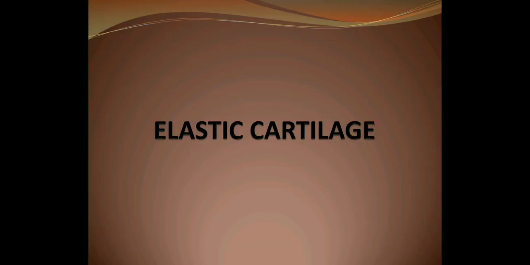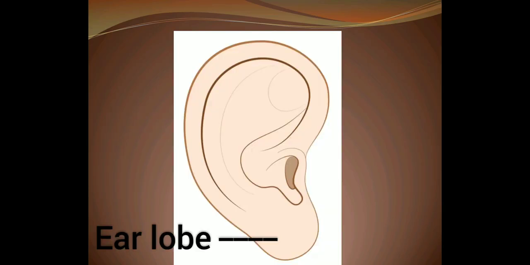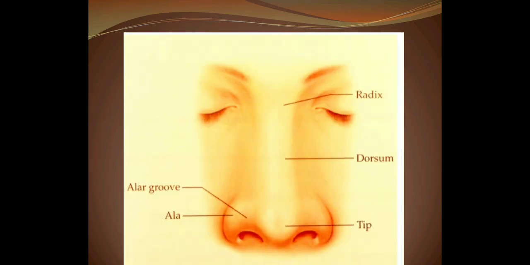In elastic cartilage, you will find here also perichondrium is present. Here, the matrix contains elastic fibers. So here, fibers will be elastic in nature. Chondrocytes are present, but they are few in number. Function: it gives support to the body. It maintains shape of the body part, and it is found in earlobe, tip of nose, etc., because it is slightly flexible as it is elastic.